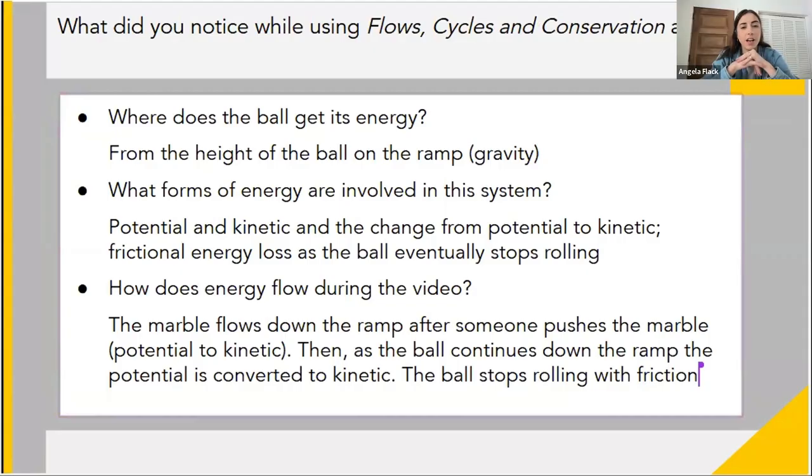We focused a lot on potential and kinetic energy and the change from potential to kinetic energy. Also mentioned that gravity was where the ball gets its energy in the beginning as it goes down the ramp and how it's converted into the kinetic energy. And then towards the end, we started getting into how the ball would be slowing down because of friction, forces, and different things like that.